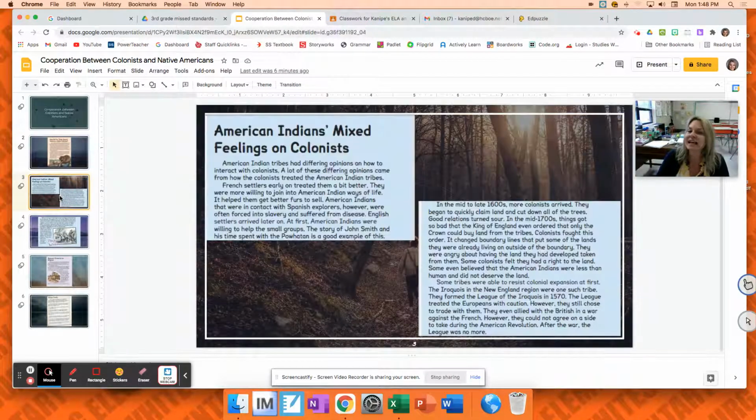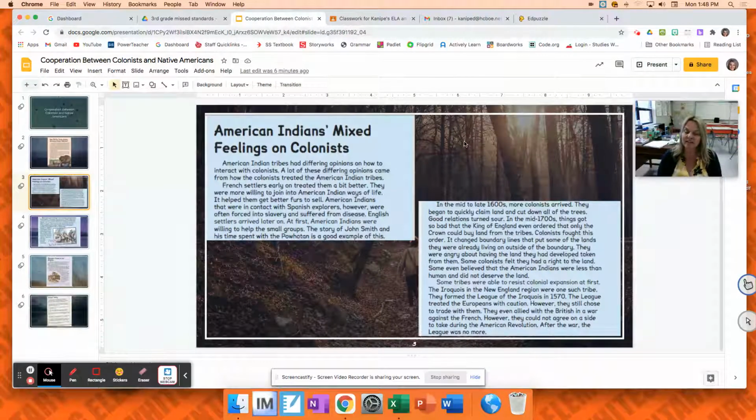Now the next slide says American Indians had mixed feelings on colonists. Okay, so they liked them, but they didn't like them. Let's learn about that. American Indian tribes had different opinions on how to interact with colonists. A lot of these differing opinions came from how the colonists treated the American Indian tribes.